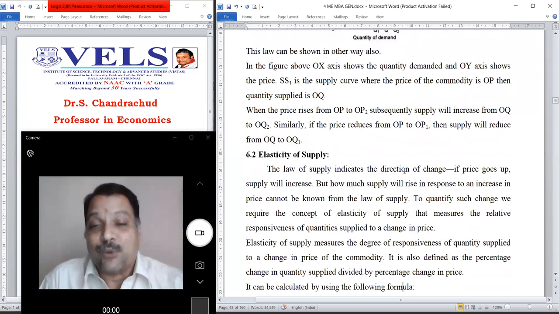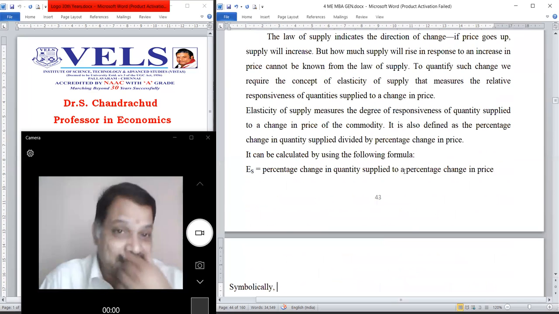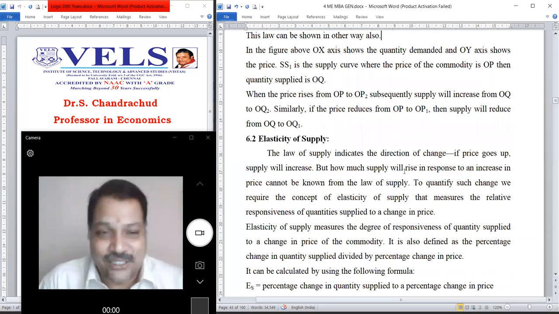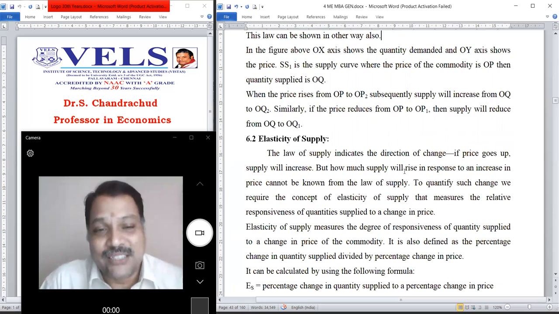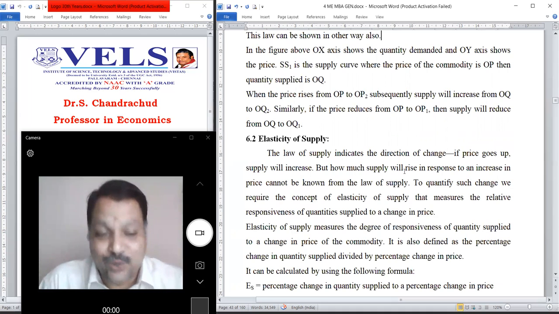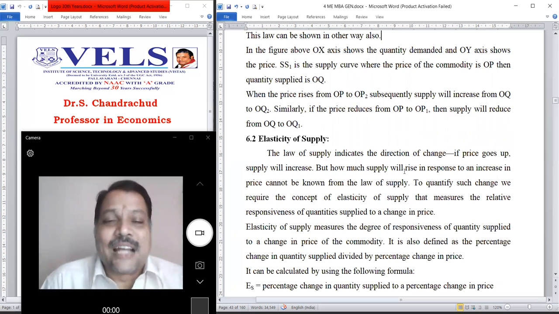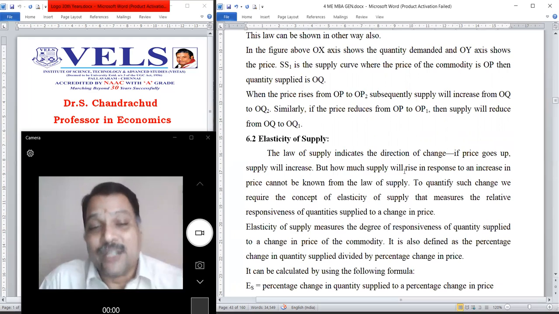Now, let us move to the elasticity of supply. The law of supply indicates the direction of change, but not the actual change in price. If the price goes up, the supply will increase. But how much supply will increase in response to the increase in price cannot be shown by the law of supply. To quantify such change, we require the concept of elasticity of supply, which measures the relative responsiveness of quantities supplied to the change in price.